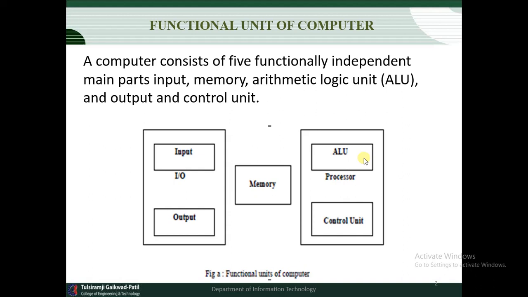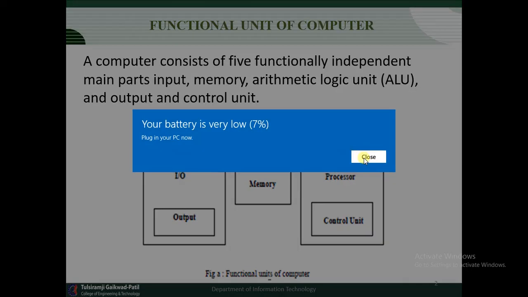So these are the basic functional units we have. We can complete it with the help of one basic operation, that is C equals A plus B, and we have performed it.